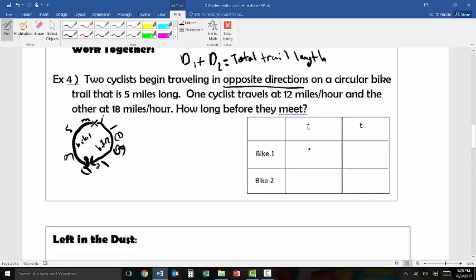So if I look at my chart, I have my bike 1, bike 2, a rate and a time. So one cyclist is going to travel at 12 miles an hour, the other's at 18. Now we're just looking for when they meet up. So they're both going to be riding the same amount of time. One's just going to be moving faster, so they're going to cover more mileage, but they're still going to be riding for the same amount of time. So we want to take 12t and add that to our 18t. And it says the total trail length is 5 miles. And then we're going to solve.